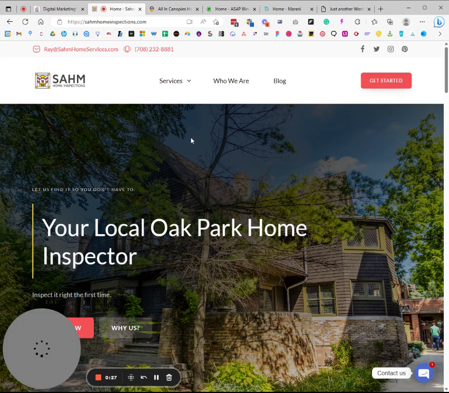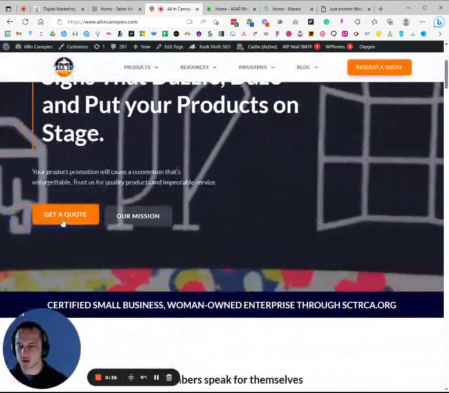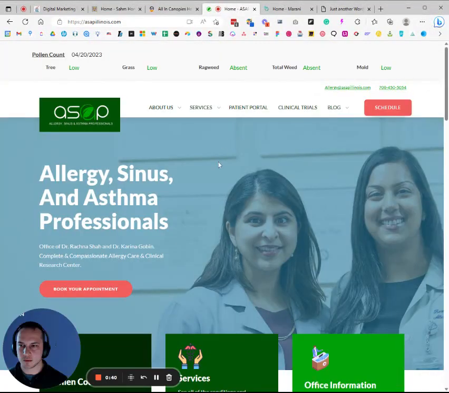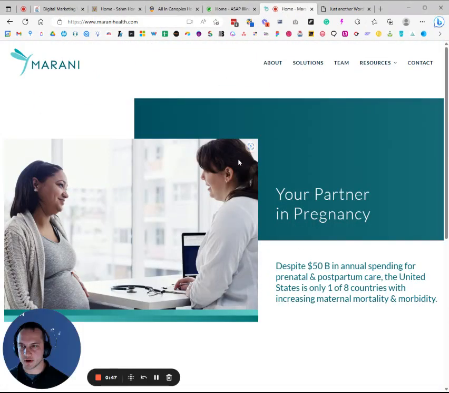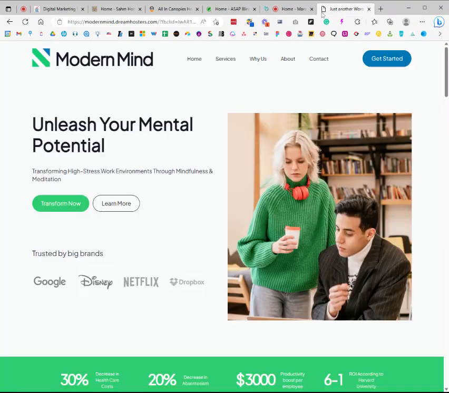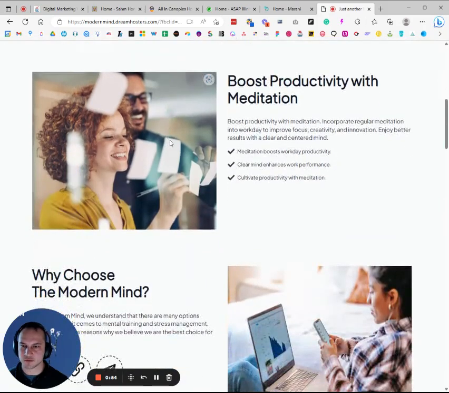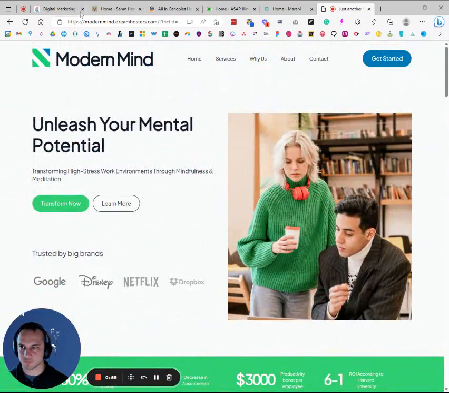Here's another example. This is somhomeinspections.com. So they are a local Oak Park home inspector. Another one, all in canopies. Get a quote, our mission, some figures. A medical practice, allergy, sinus, and asthma professionals, ASAP, Illinois. Very clean. Another medical practice, Marani Health. And finally, a consulting practice. Though we're not quite finished with this site, they're giving an example of what a prototype looks like.